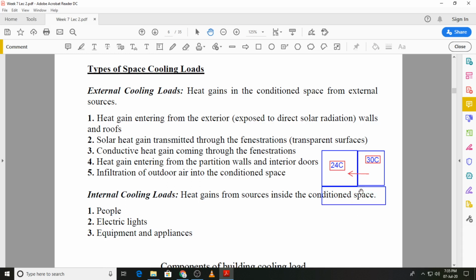and this basement we can consider again is not conditioned, so it is at a temperature, for example, of 27 degrees C, and again there will be heat transfer from the basement into this conditioned space, but this time it will be through the floor of the conditioned space. So this time the floor will also act as a partition.